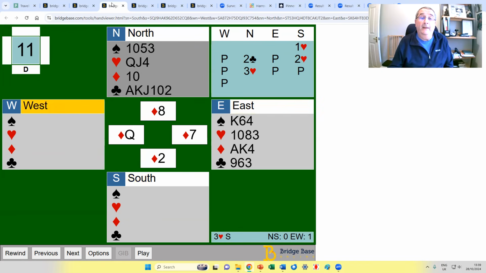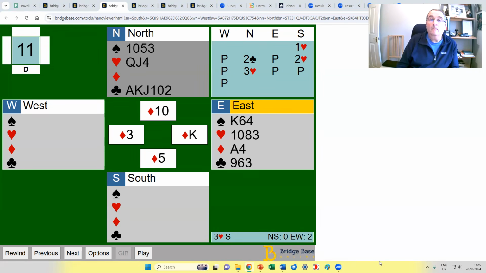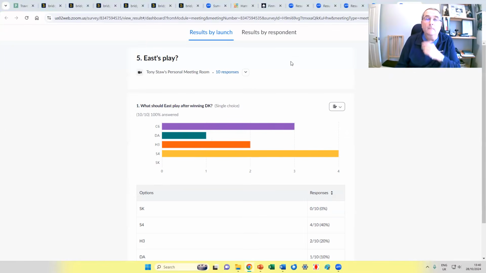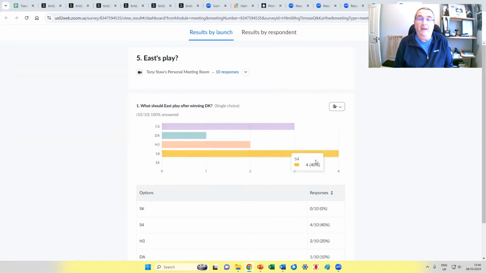So suppose you give an encouraging signal, and they lead another diamond, and you win that one with the king of diamonds. And I've got the next poll for you now, which is, having won the king of diamonds, what do you think he should play now? Which card do you think he should play at trick 3? Have a look at the results. So majority went for a spade, with choices for clubs, diamonds, or hearts.